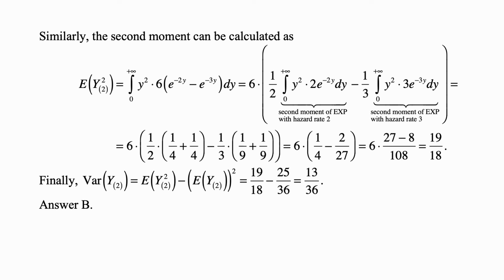Okay, we multiply it all out and it becomes 6 times 1/4 minus 2 over 27, and that ends up being 19 over 18. So the variance of Y2 is this second moment, 19 over 18, minus the square of the first moment, and that square is 25 over 36, and therefore the answer is 13 over 36.